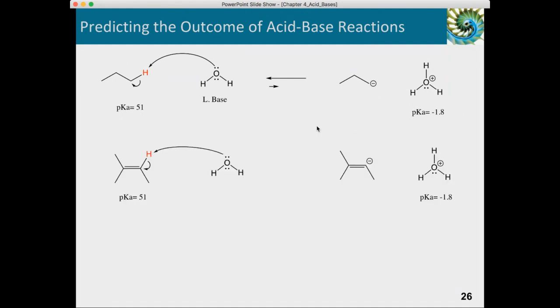Here is a second example. In this case, we have an alkene in water. The pKa of the alkene is again very high, approximately 50.